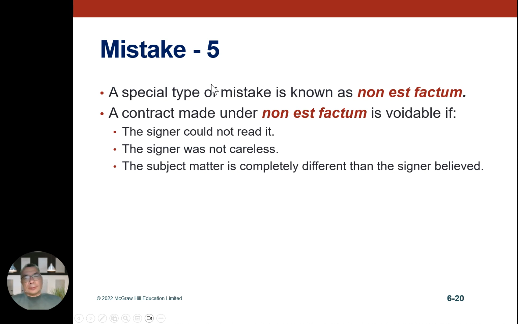Mistake number 5: a special type of mistake is known as non est factum. A contract made under non est factum is voidable if the signer could not read it, or the signer was not careless, and the subject matter is completely different from the signer's belief.